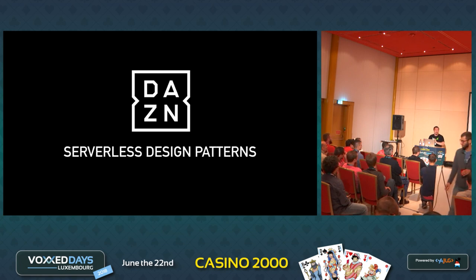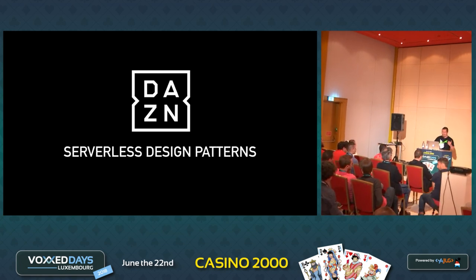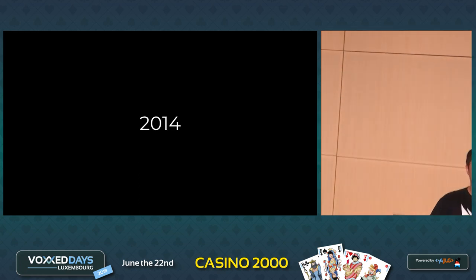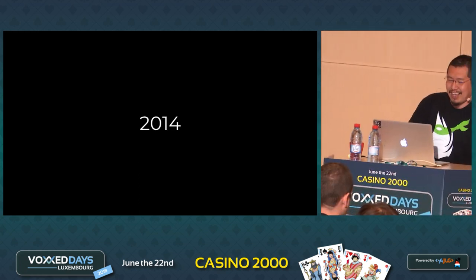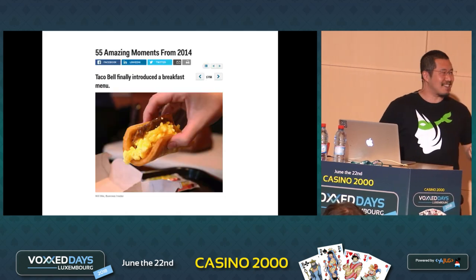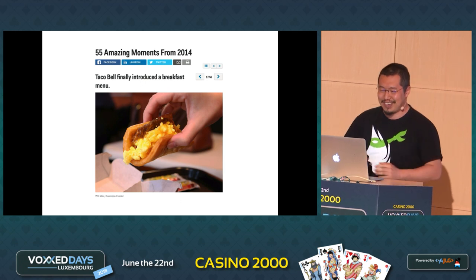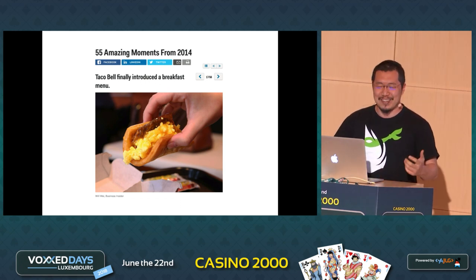So I want to start by talking about something I've been doing last night. I was looking up 2014, what are the significant things that happened in 2014. And to my surprise, I found some really interesting things. I didn't know Taco Bell introduced their breakfast menu back in 2014, which I guess if you live in the US, is quite big news.